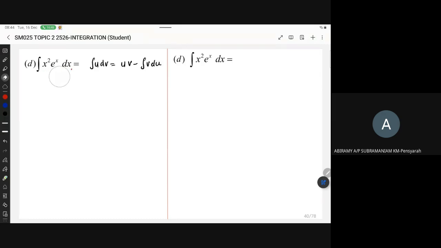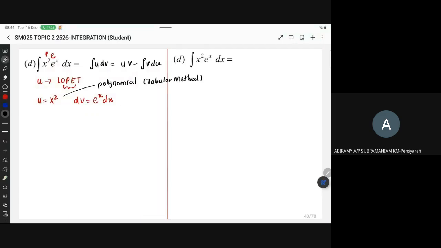In by parts, when we want to choose u, the choice of u will be using LIPET. In this case we have a polynomial and an exponential function. So the polynomial function will be your u, and the exponential function, the remaining, will be your dv, exponent x dx. As I told you earlier, if the choice of u is a polynomial, we have another method which is known as the tabular method. So we would like to try the tabular method here.